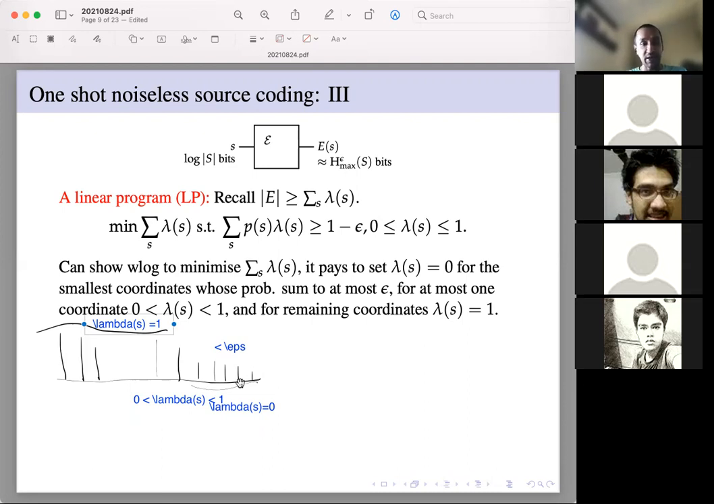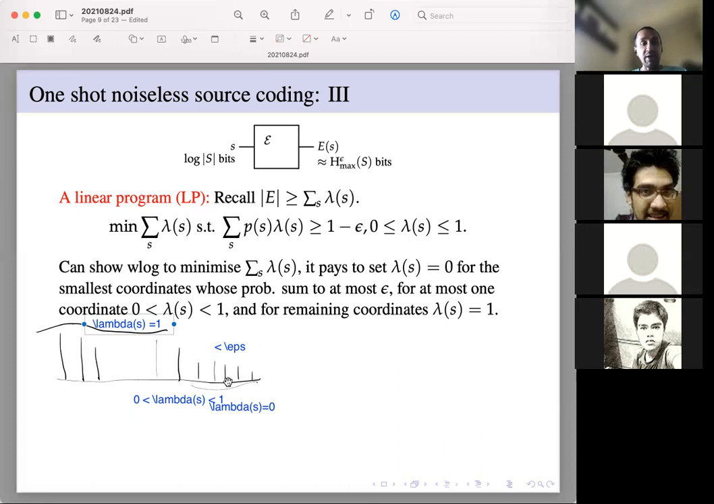Then I'll go to the second smallest guy in terms of probability. I'll zero out the lambdas for the second smallest guy. Then I'll zero out the lambdas for the third smallest guy. I'll keep doing this. Is it clear? Any questions? So that's why there is this one guy left who is between 0 and 1. Yeah, I'm coming to that.